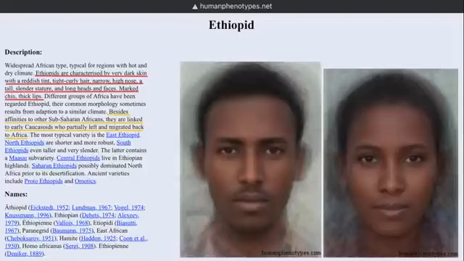And so, just to give you a quick understanding of Ethiopid, Ethiopids are characterized by very dark skin with a reddish tint, tightly curly hair, narrow, high nose, a tall, slender stature, and long heads and face, marked chin, thick lips. Besides affinity to other sub-Saharan Africans, they are linked to early Caucasoids who partially left and migrated back to Africa. So that's the Ethiopid phenotype.